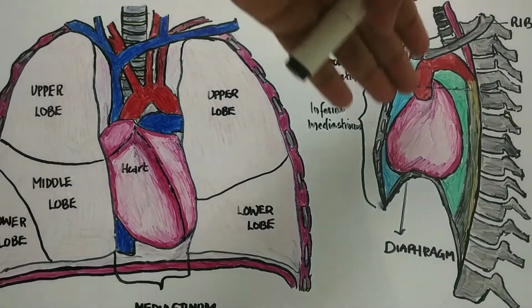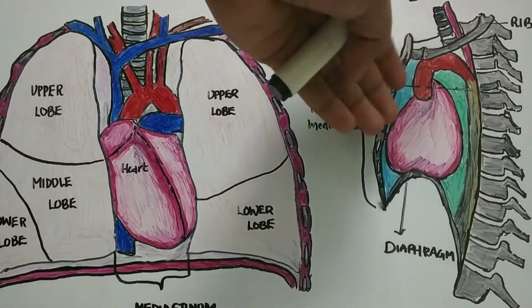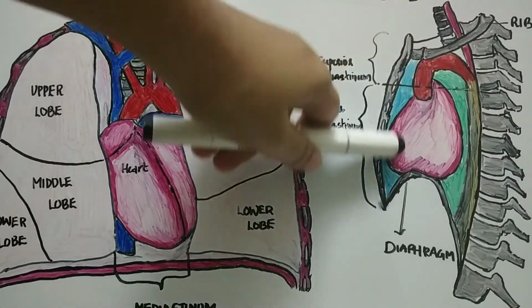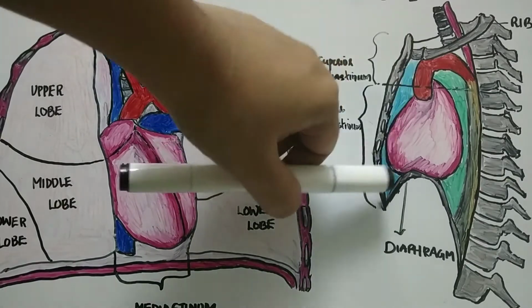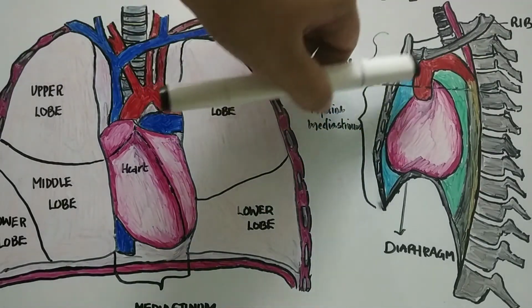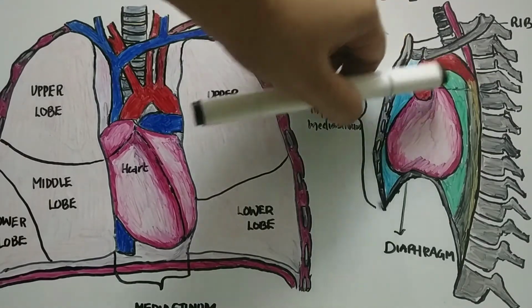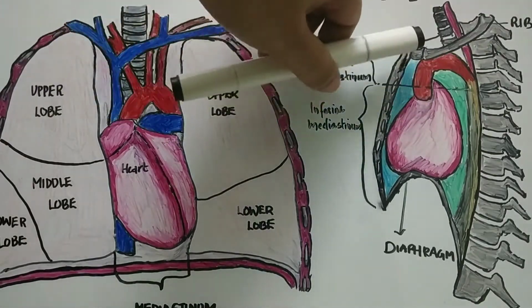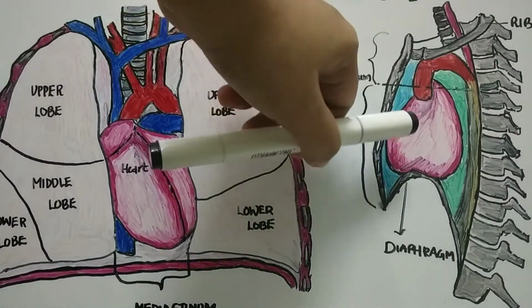So the anterior mediastinum is a very narrow space in front of the pericardium. It is continuous through the superior mediastinum with the paratracheal space of the neck. So this is the anterior mediastinal space.